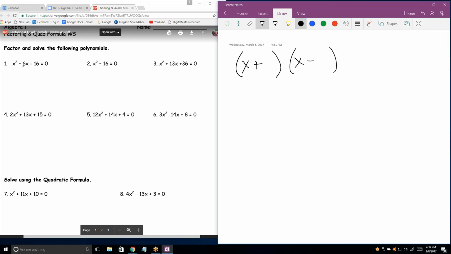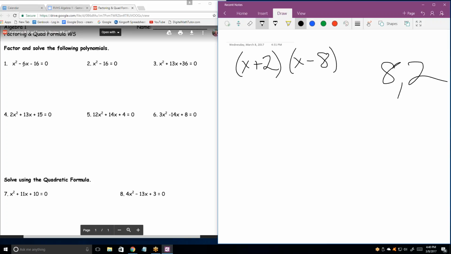What two factors is that? 8 and 2. Which side does the 8 go on? The left. The larger of the two factors goes with the sign of the middle term. Well, 8's our bigger factor, right? So the 8 has to go with the minus sign. That's all you do, is you put the larger of your two factors with whatever the sign on the middle term is.